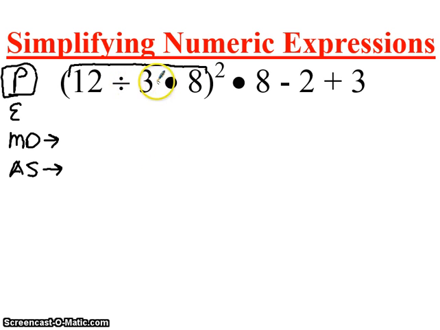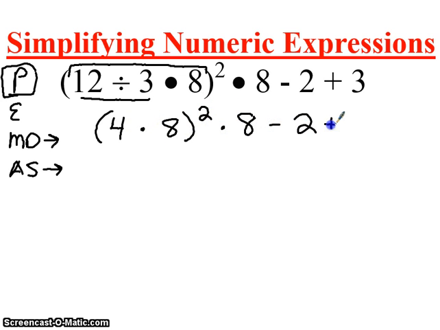Well, what inside of the parentheses will we have to do first since there's two operations? We have division and multiplication. Multiplication and division has to be done from left to right, so we'll have to do this part first because it's on the left. 12 divided by 3 is 4. Now we still have parentheses because we still have an operation inside. And notice I'm just rewriting the rest of the problem, one step at a time.